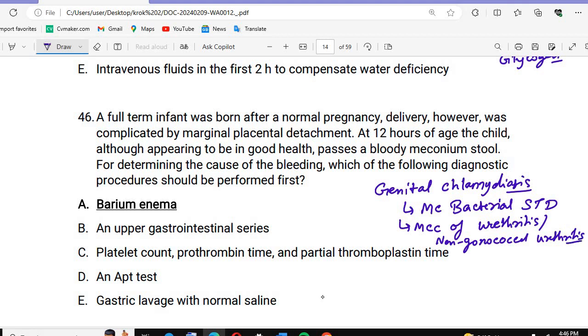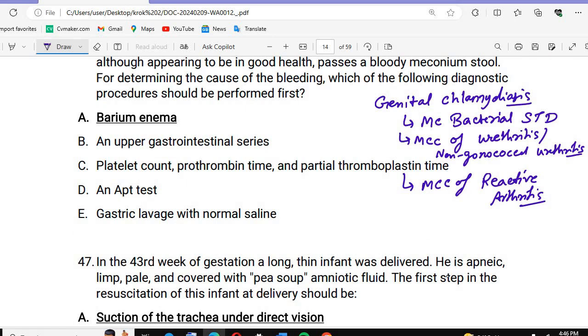Okay. Also remember where we studied about reactive arthritis. I told you the most common cause of reactive arthritis. What was that? That is chlamydia. I hope you remember. If you don't remember, just revise the previous notes.